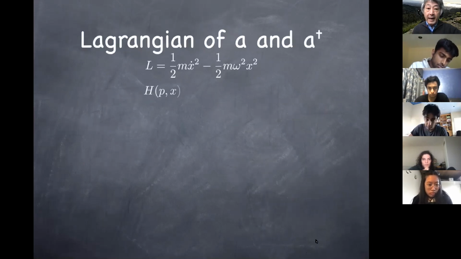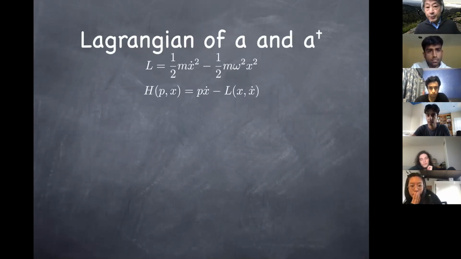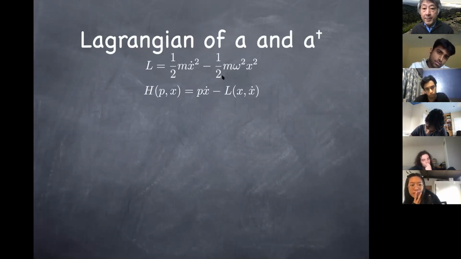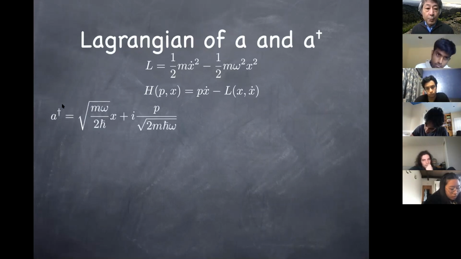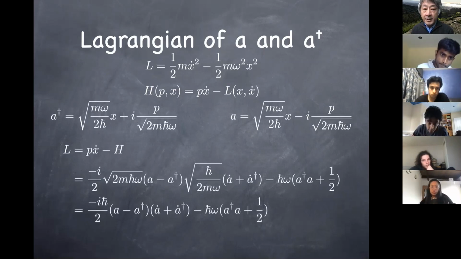Okay. And it is also useful to write the Lagrangian using these annihilation and creation operators. So we start with the Lagrangian given by half m x dot squared minus half m omega squared x squared, and derive the Hamiltonian as p x dot minus L. Now I can use this backwards. We know a dagger and a expressed in terms of x and p. So by using this Hamiltonian backwards, I can write the Lagrangian as p x dot minus H.